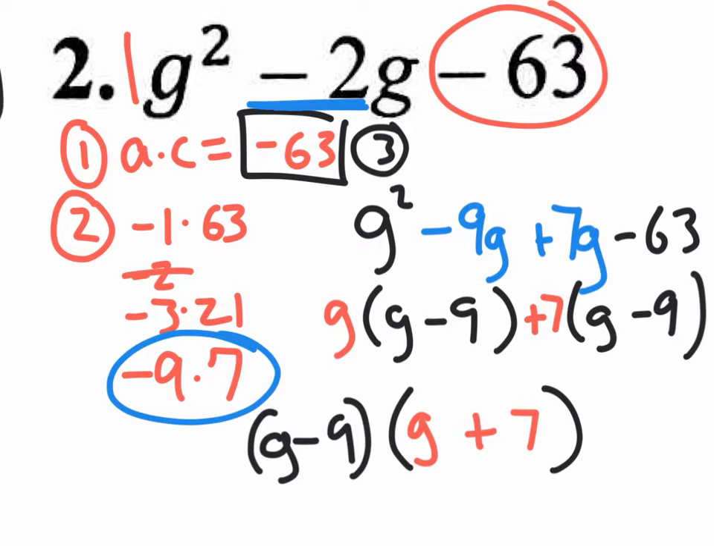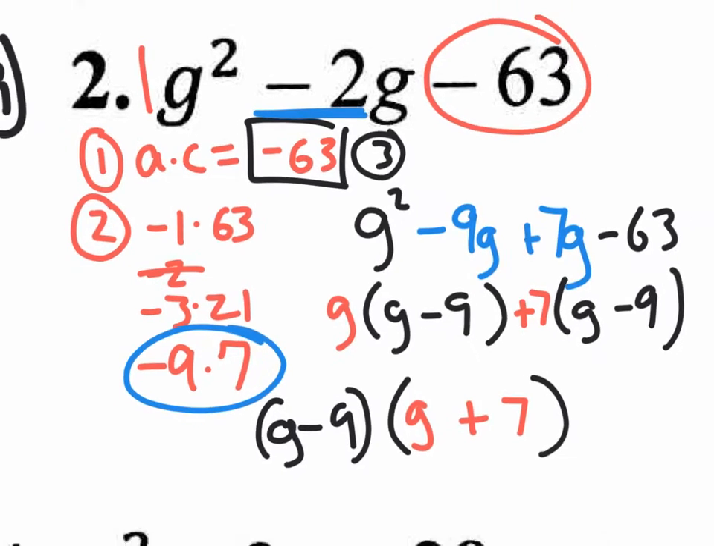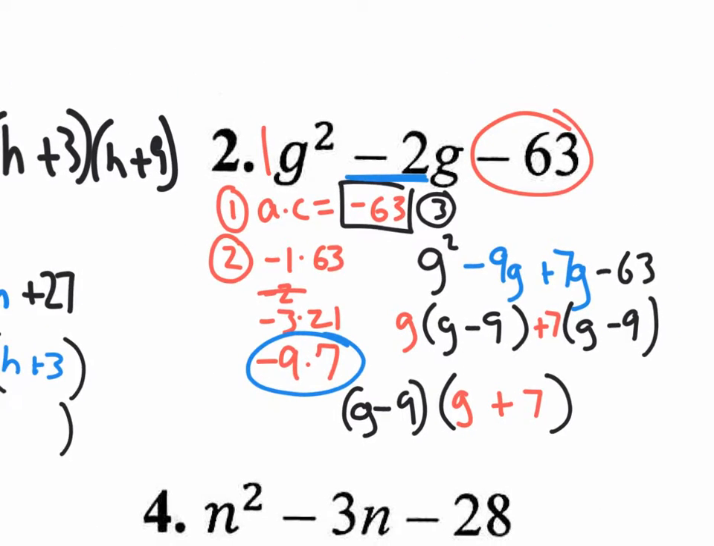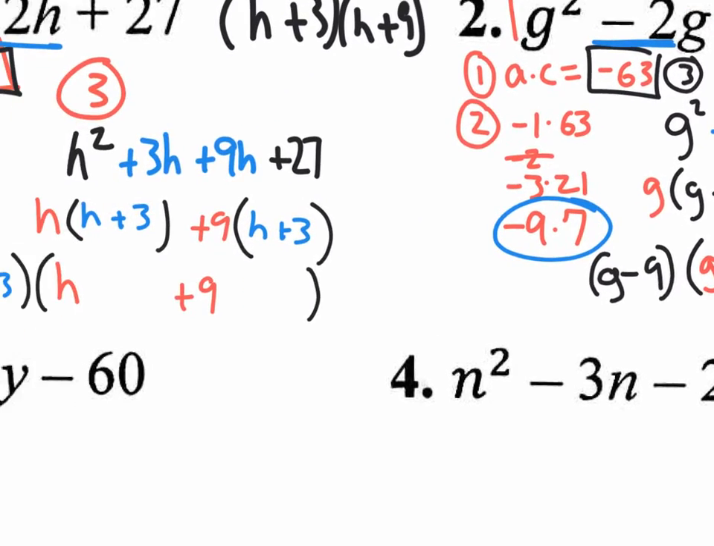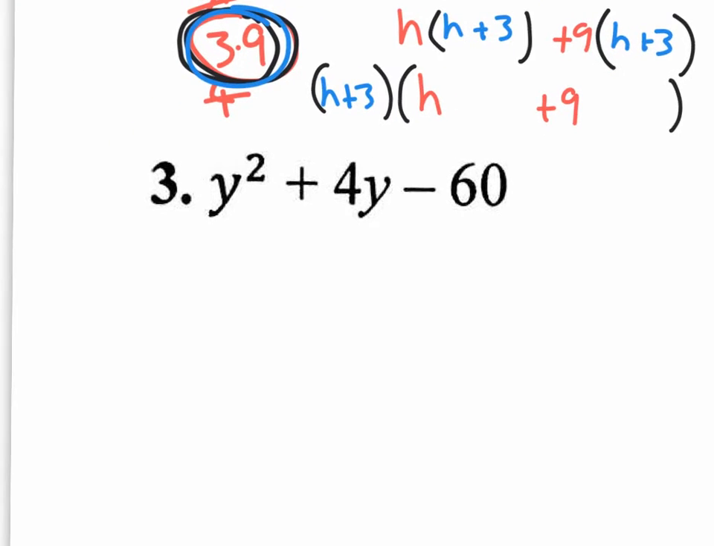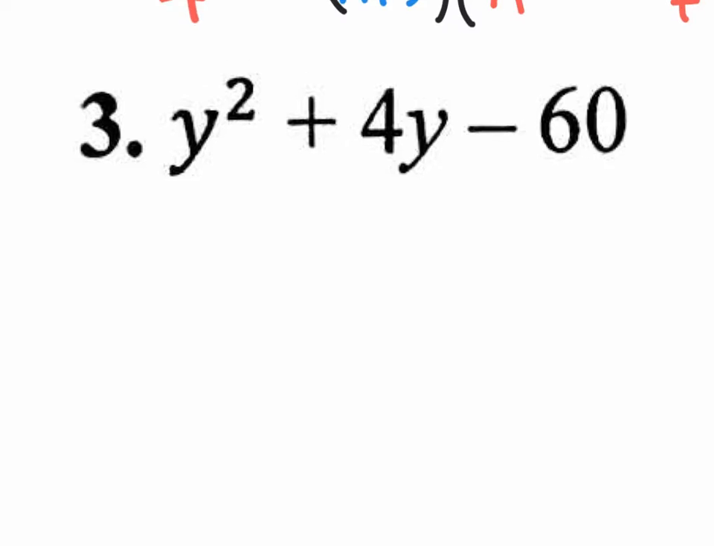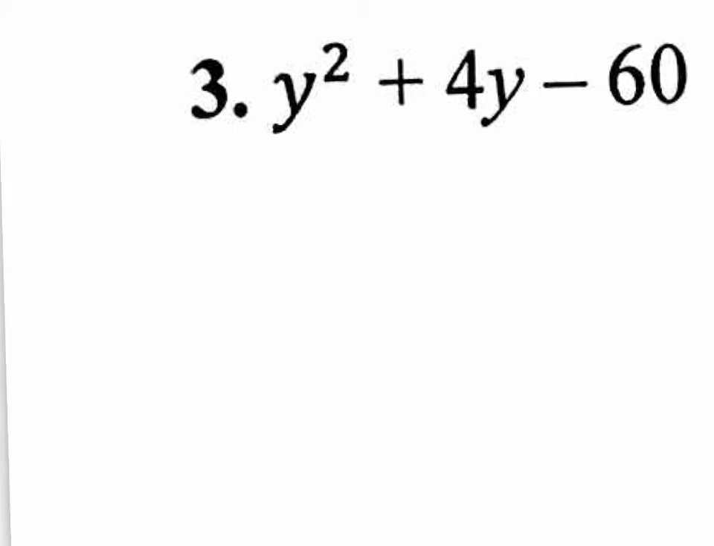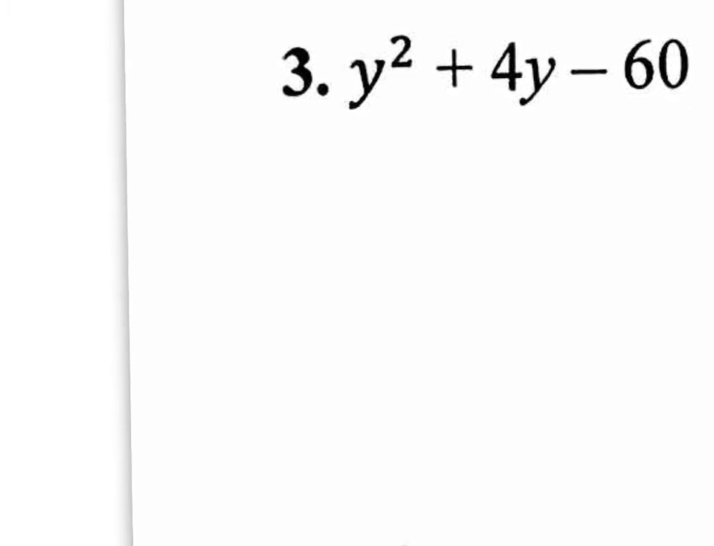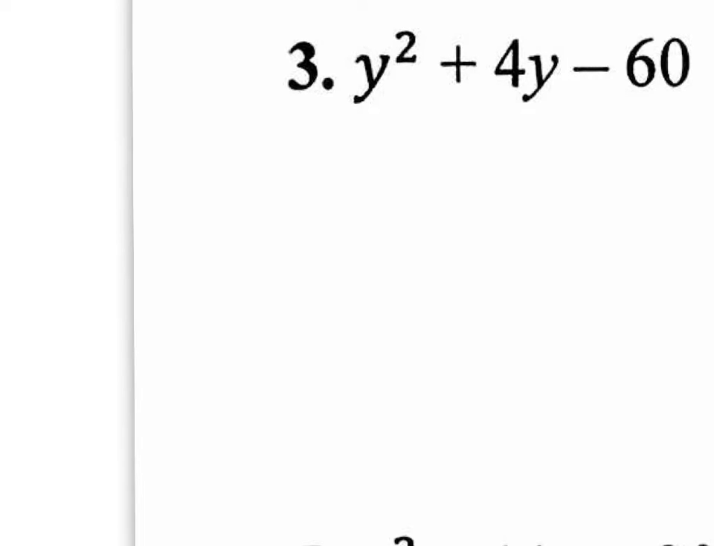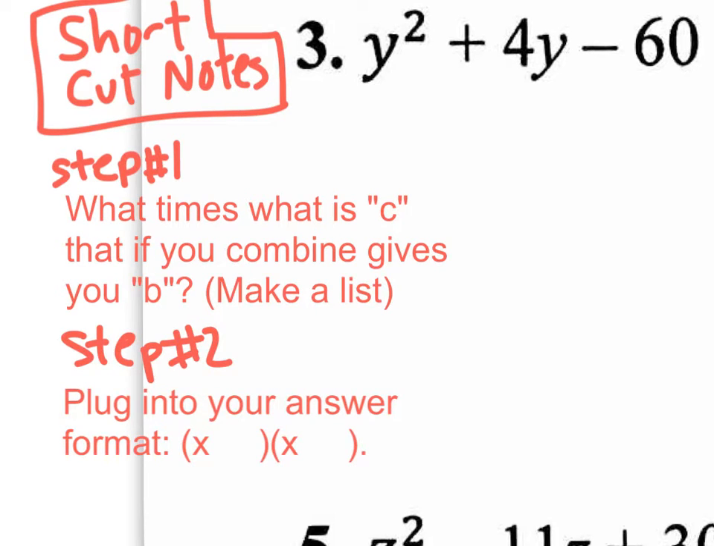But there's a quicker way. There's a quicker way, but this shortcut only works when your a value is 1. On all of these, your a value is 1. So how about you guys copy down number 3, and also let's jot down these shortcut notes. Here are the shortcut notes.